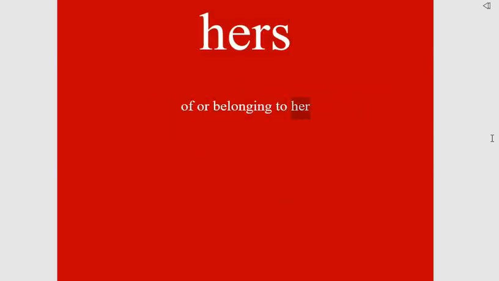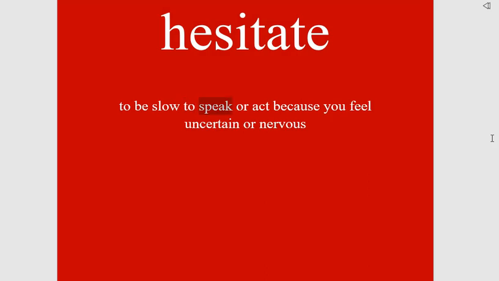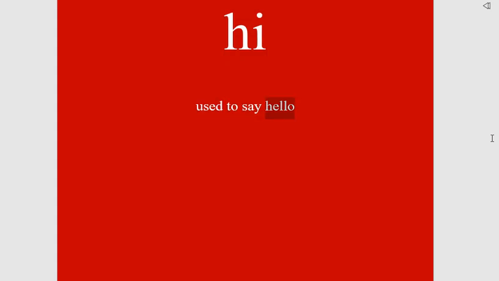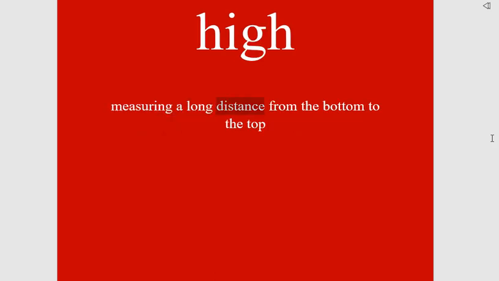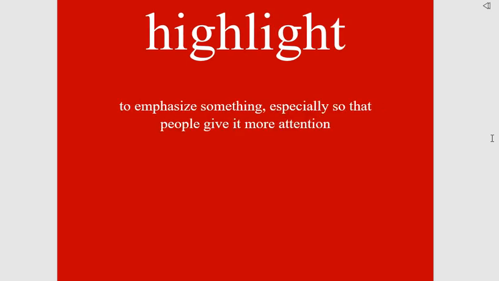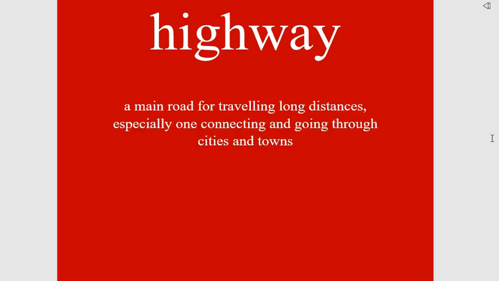Hers. Of or belonging to her. Herself. Used when the woman or girl who performs an action is also affected by it. Hesitate. To be slow to speak or act because you feel uncertain or nervous. Hi. Used to say hello. Hide. To put or keep somebody/something in a place where it cannot be seen or found. High. Measuring a long distance from the bottom to the top. Highlight. To emphasize something, especially so that people give it more attention. Highly. Very. Highway. A main road for traveling long distances, especially one connecting and going through cities and towns.